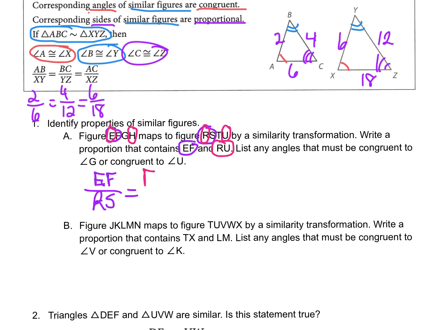But you have to make sure that whatever figure you put on top stays on top. So I had put EF on top before, so I needed EH on top over here. Okay. Then it says, let's see, angle G has to be congruent to angle T, right? And angle U is congruent to angle H.